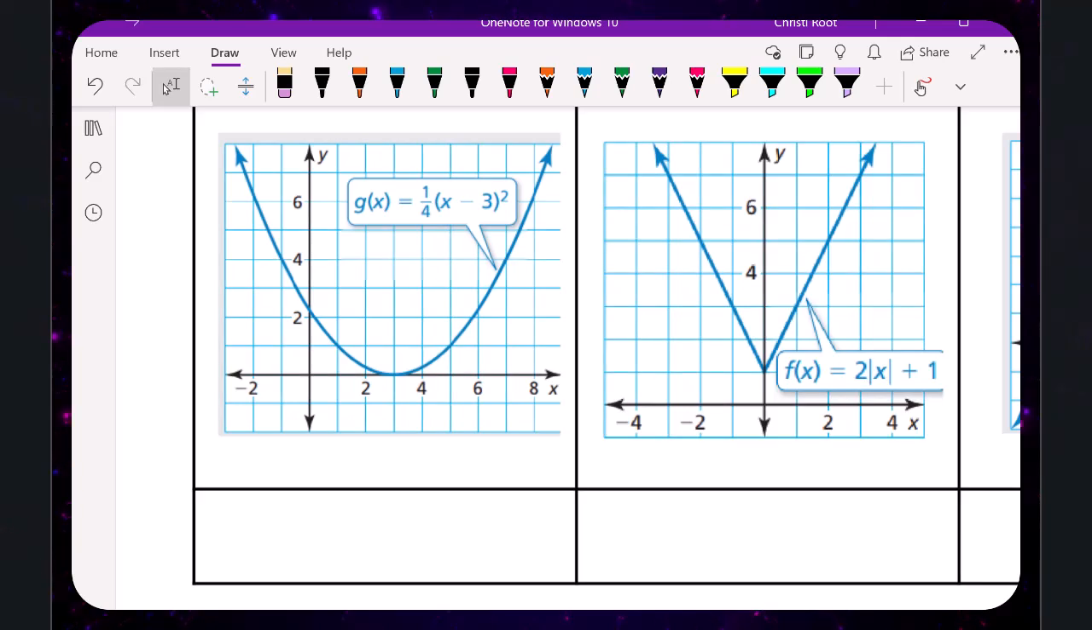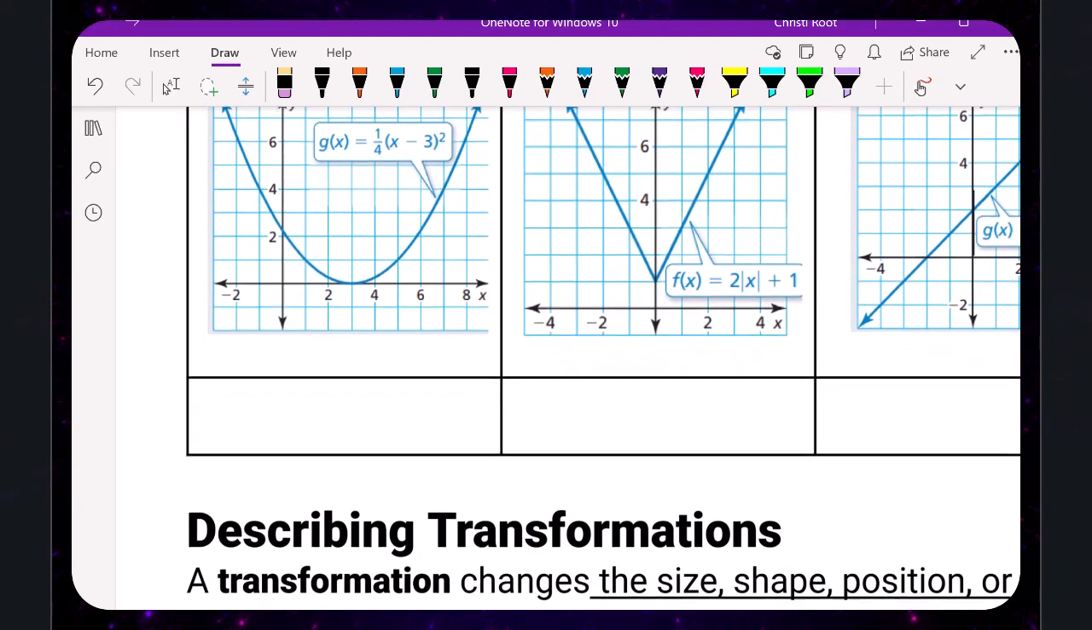I can immediately recognize the shape. It's that U shape. It is a parabola. If you look at the key right here, see how it's squared? It's going to be an x squared. That is quadratic.